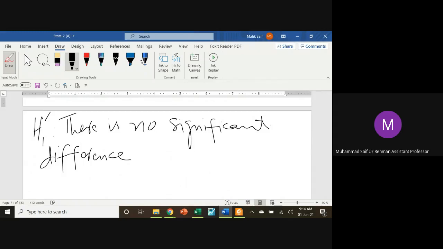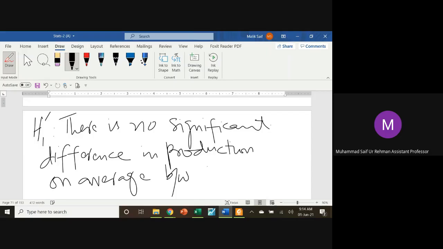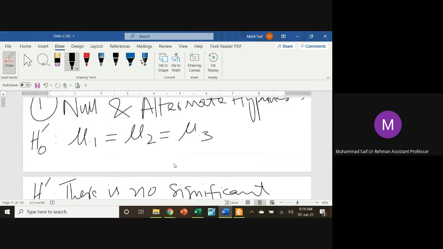There's no significant difference in production, definitely on average, between shifts, as we are talking about shifts. So you write down the null and alternate hypothesis in this way. So the null hypothesis means that the averages are same.